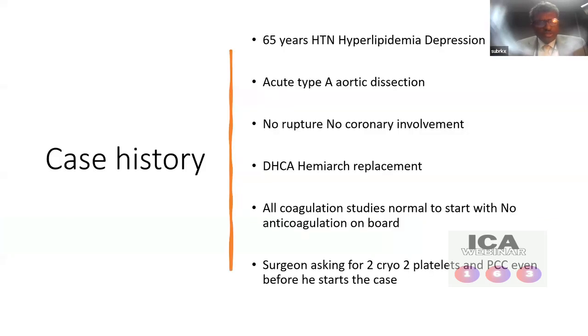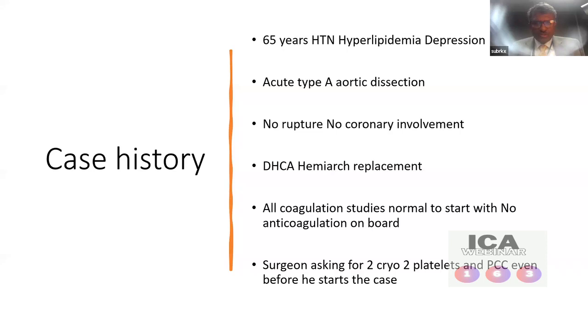So I'll just start with a case which we had two days before in the middle of the night. This is a routine 65-year-old woman with hypertension, hyperlipidemia, depression, and no other past medical history. She presented with type A acute aortic dissection. There was no rupture, no coronary involvement. She was planned to undergo hemiarch under deep hypothermic circulatory arrest. All coagulation studies were normal to start with, with no anticoagulation on board.